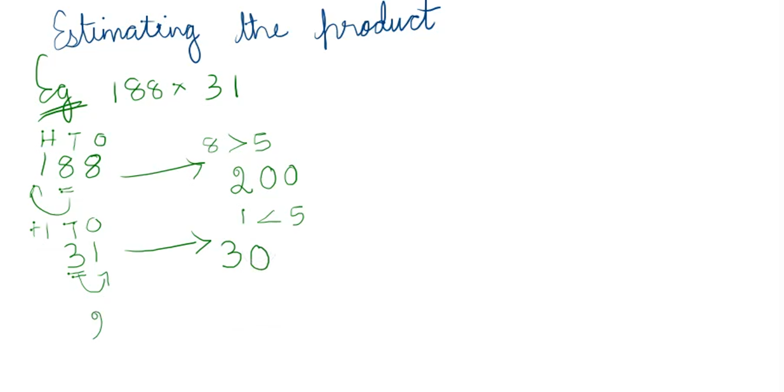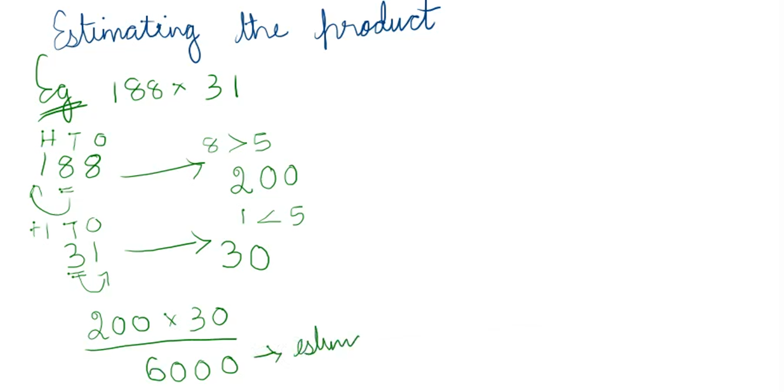So now what are we supposed to do? You will have to multiply 200 into 30. When you are having zeros, just count the number of zeros you have. 1, 2, 3. So just add the same number of zeros, and then what is the remaining number you have? 2 into 3. 2 3s are 6. So 6,000 is your estimated product, that which we have got.